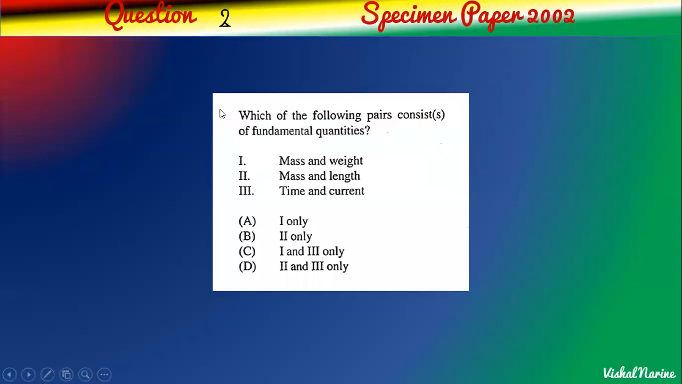Question 2 is asking which pair consists of fundamental quantities. So we look through the options. The first one here, mass and weight. Weight is not a fundamental quantity, so that is out. Mass and length, that is correct. Time and current, that is correct. So it is 2 and 3. Therefore, the answer there is D.